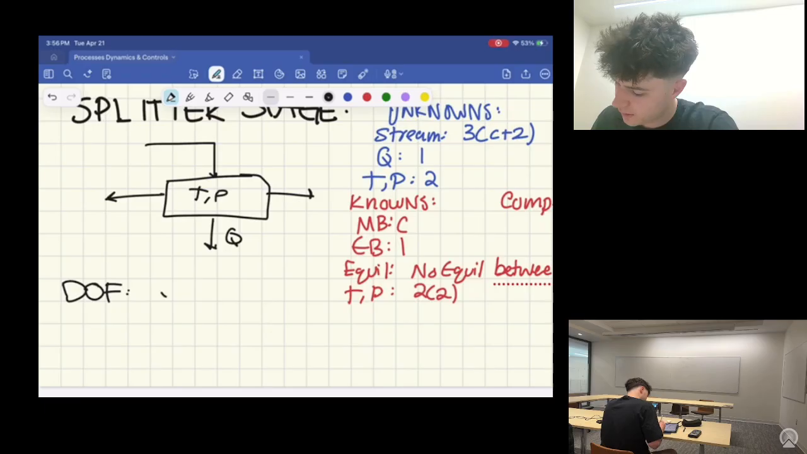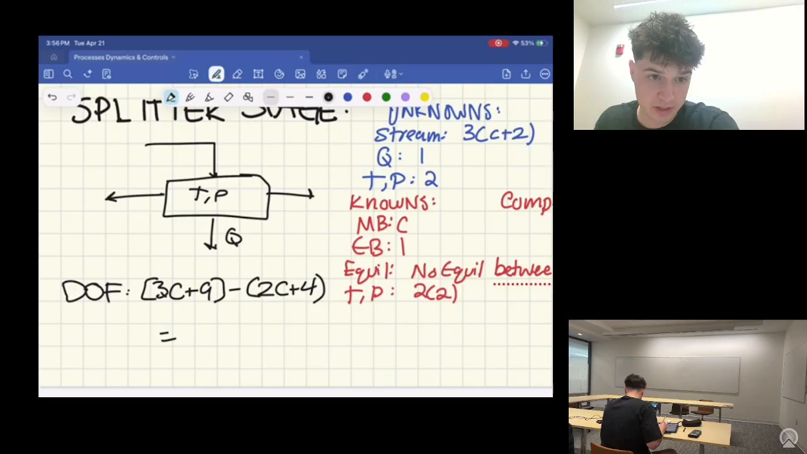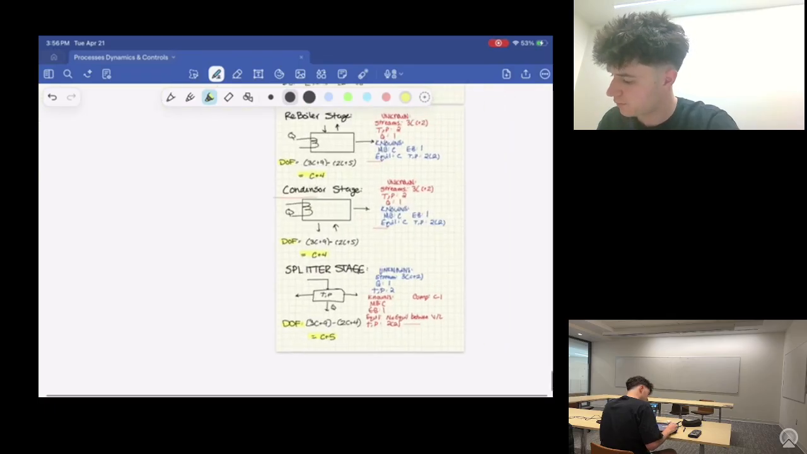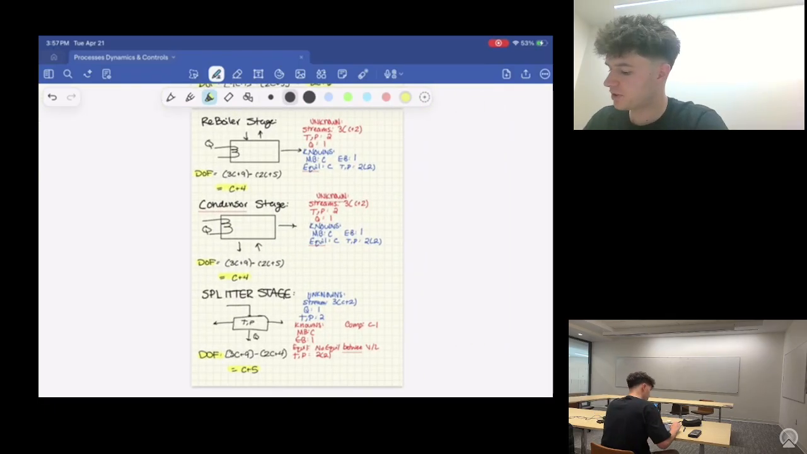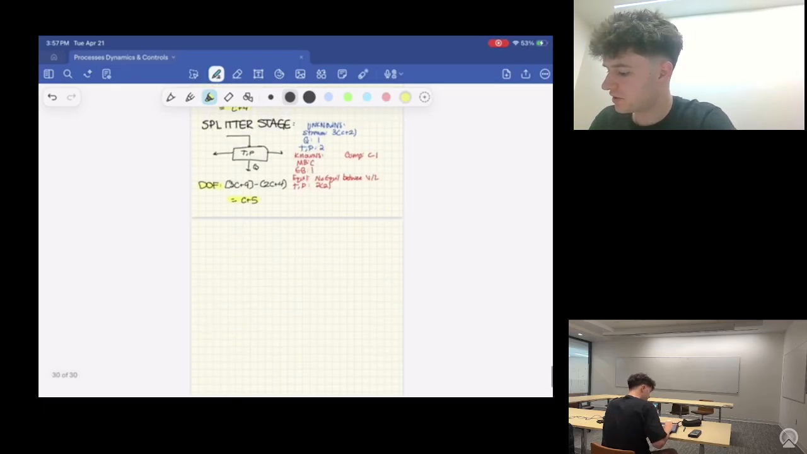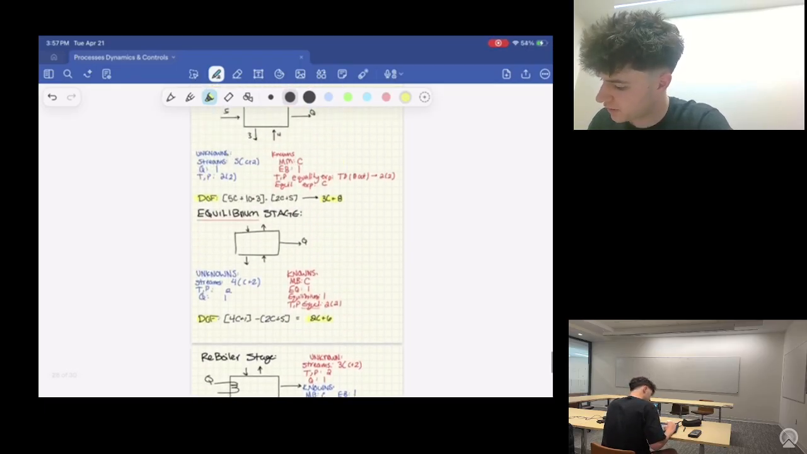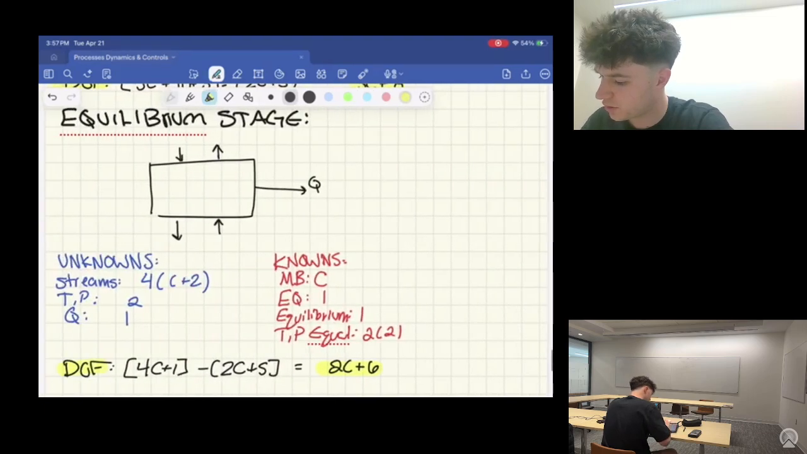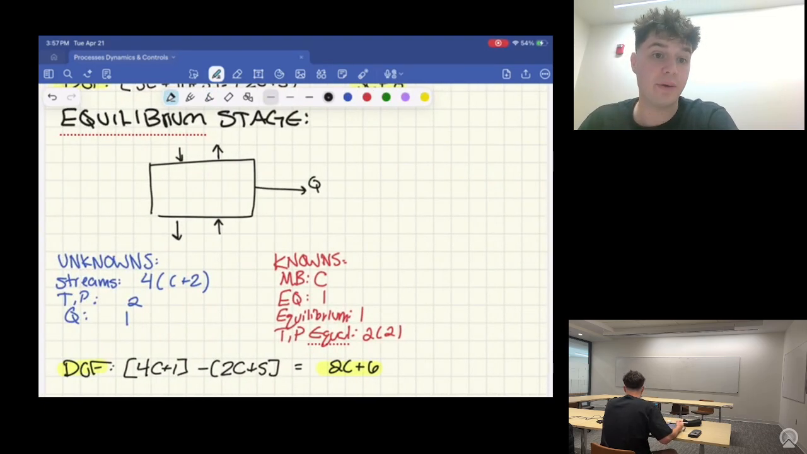So when we drag this all together into our degrees of freedom, we have 3C plus 9 minus 2C plus 4 to get you a final equation in this one of C plus 5. So now the next portion is going to be looking at it in series. To do this, we're going to go back to our equilibrium stage, and we're going to use all the equations that we found, and combine them all together into one equation.